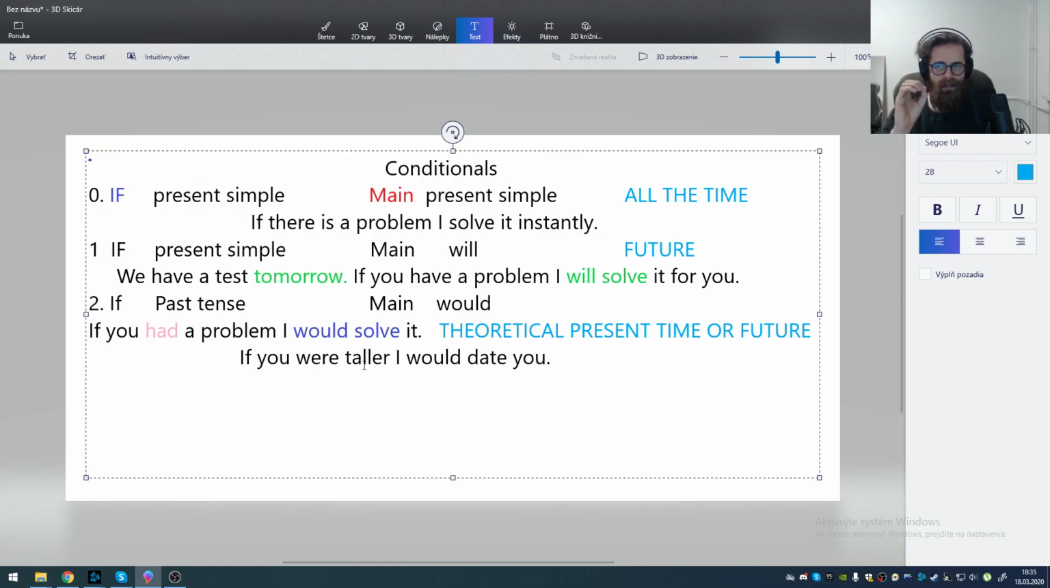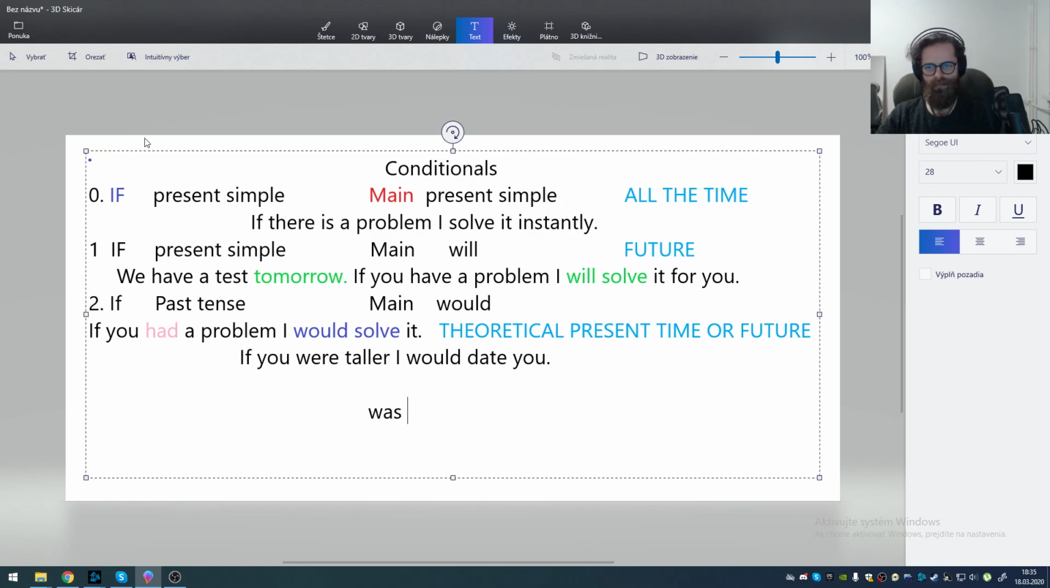So that means that there is not a theoretical chance that you can be taller. But if you were, I would. But you are not, so I will not. Easy. All right? It's impossible. It could be a wish. It could be a fictional situation, something that certainly cannot happen just like that. One more thing that I would like to add to this is that in the second conditional, we don't really work with was.